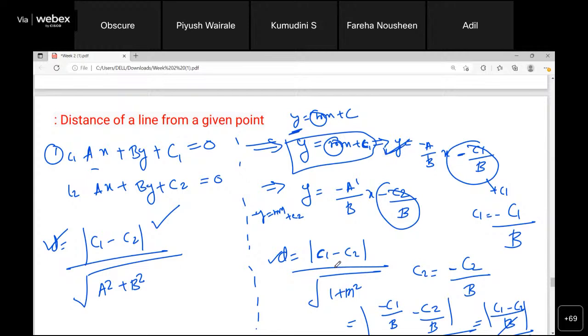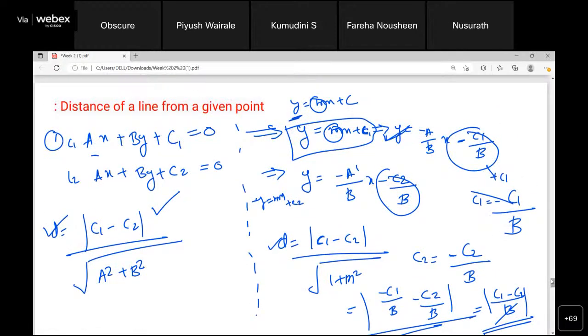Okay, sir, got it. Any doubt, anyone in this part? No, it is clear, sir. Clear. Explain the second one again, 1 plus m square one. I didn't understand it.